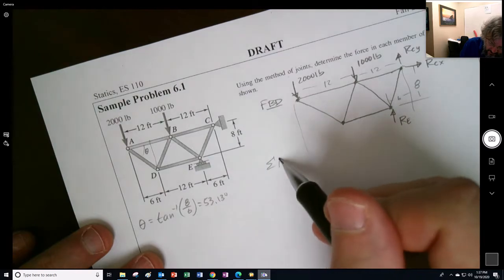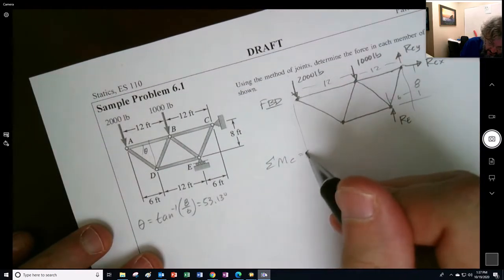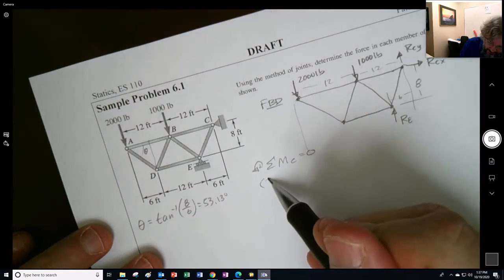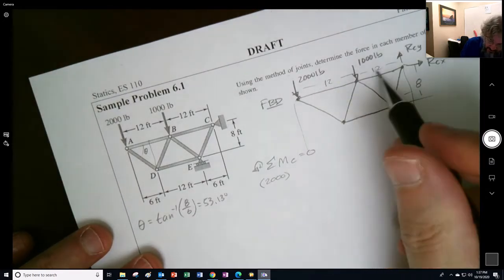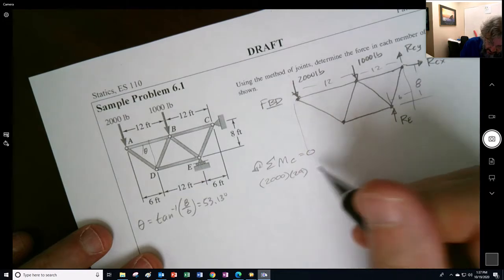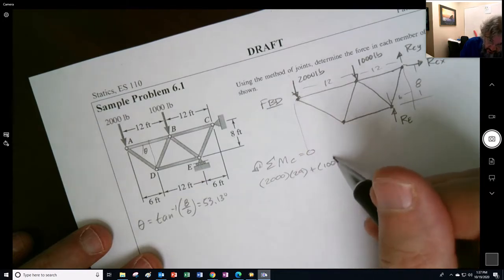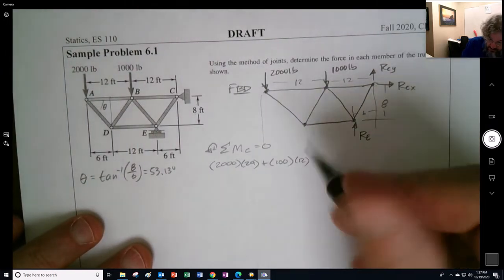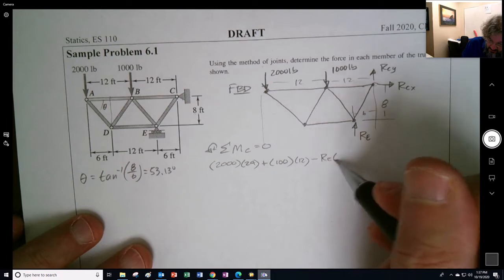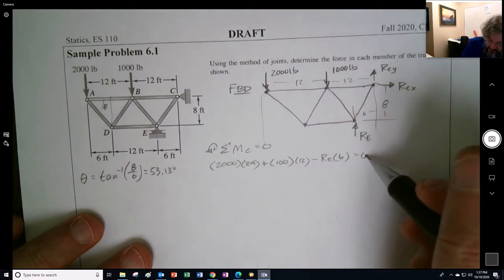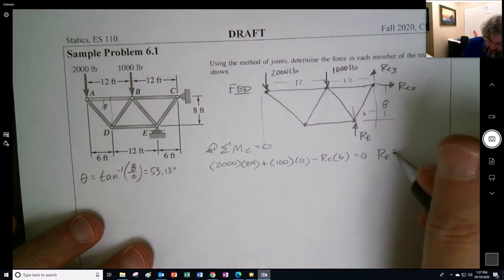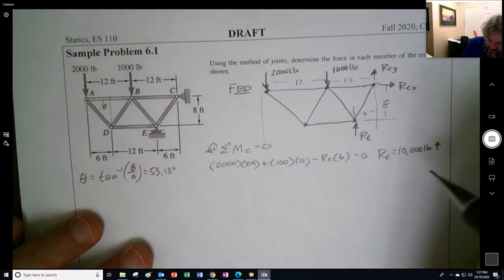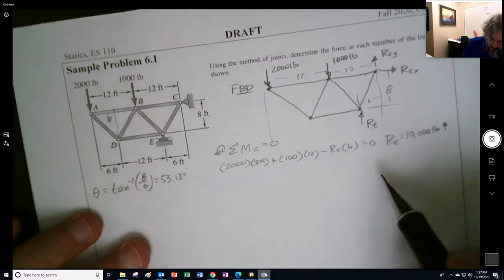So if we take the sum of the moments about C equal to 0, we take 2,000, it's positive, times 24, because it's going to be counterclockwise, plus 1,000 times 12. And then we're going to have a negative RE, times 6. And we find out that RE is 10,000 pounds. And it is upwards, because we get a positive answer out of that.